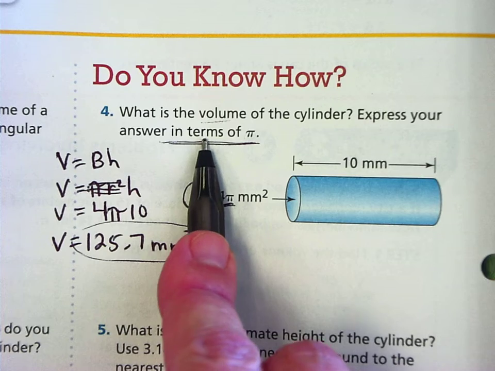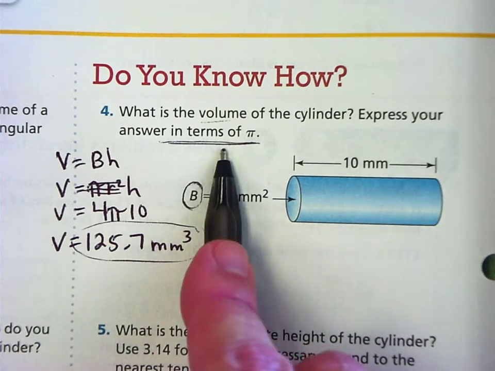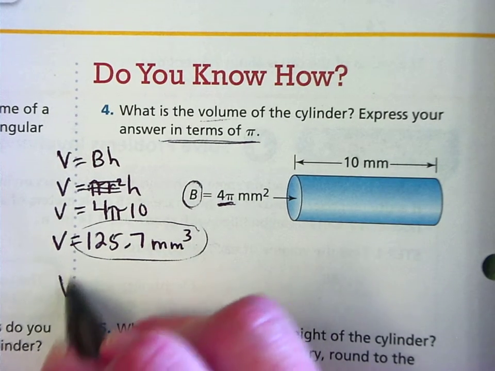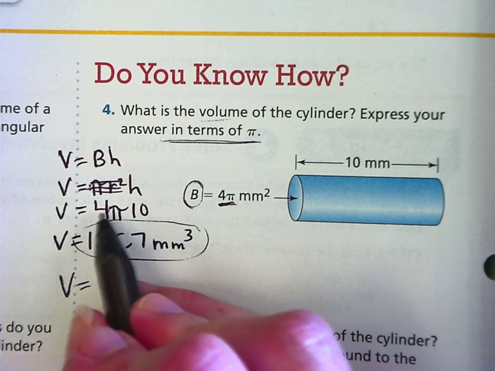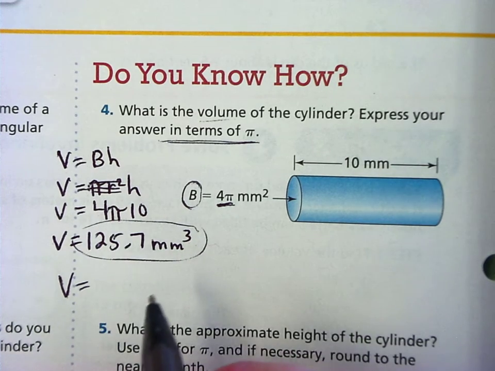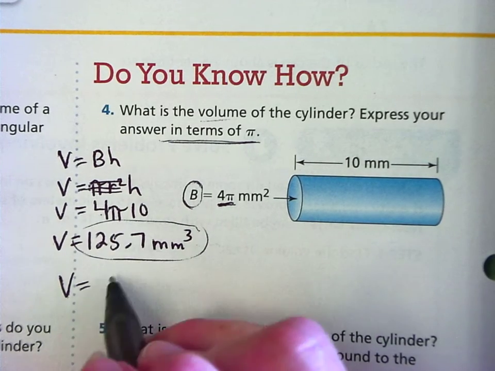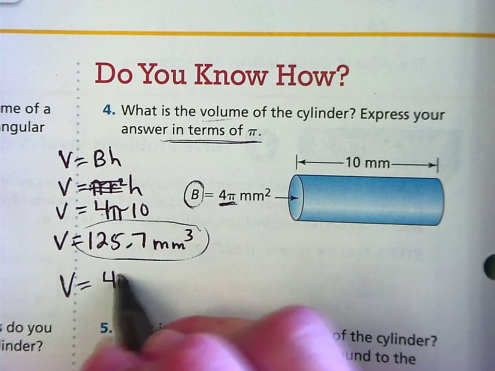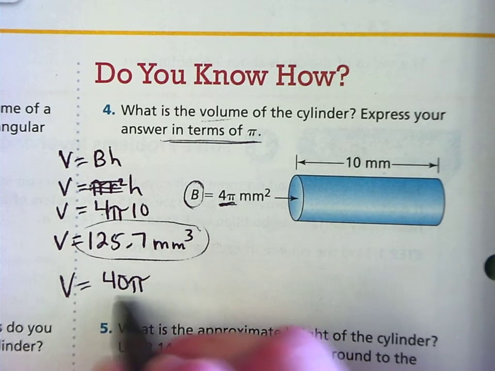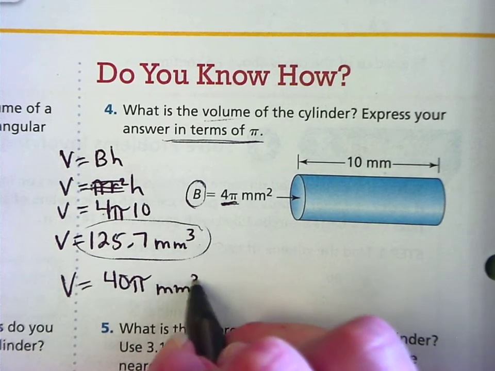But let's go back to the directions. This says express your answer in terms of pi. That means you're going to put pi in your answer and multiply everything else. Keep pi out of it, multiply just the other numbers. So 4 times 10 is 40 pi. That's your answer expressed in terms of pi, and then millimeters cubed.